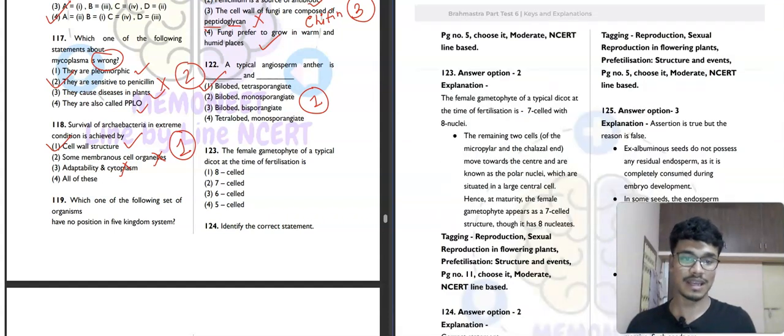So it is 7 cell, 8 nucleated, you know the famous thing, 7 cell, 8 nucleus. The remaining 2 cells you can see, this is one micropylar collagen. So you can also make a female gametophyte and try it.